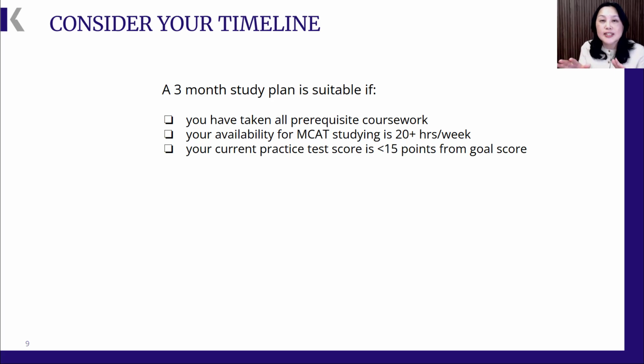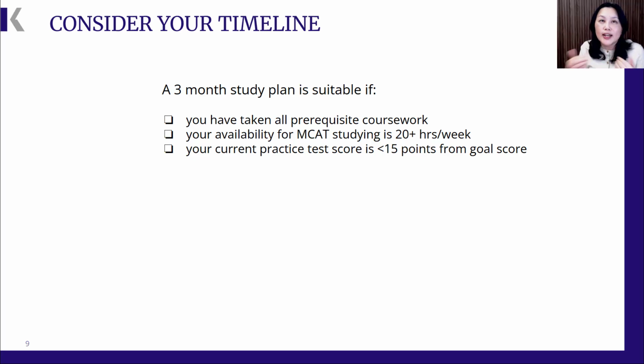Now, I'm not saying that you can't study for the MCAT without having taken all the prerequisites. It does make it a lot more challenging. You're going to have to do a lot more self-studying if you haven't seen that content in a long time, or you haven't had a chance to do it yet, okay? So overall, a 3-month time span would be suitable for students who've taken those prerequisites, whose availability is closer to 20 hours a week, and who are relatively close to their goal score. So we're talking less than 15 points away from your current practice test scores to your goal score.